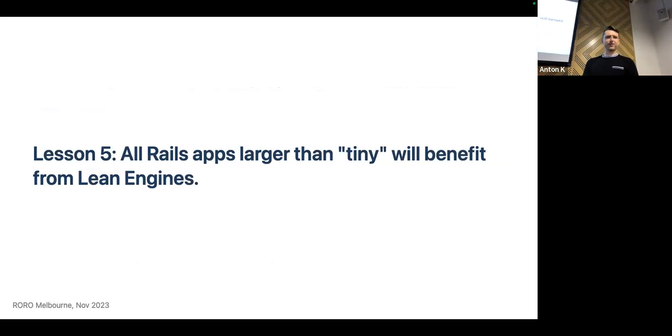So yeah, lesson 5: all Rails apps larger than tiny will benefit from lean engines. I was quite surprised how good that approach was, and I would recommend it for pretty much all Rails apps. And I call it tiny. I mean, if you have a basic hello world blog example, you probably don't need it. But anything beyond that, any simple business application will do, I think it will benefit.